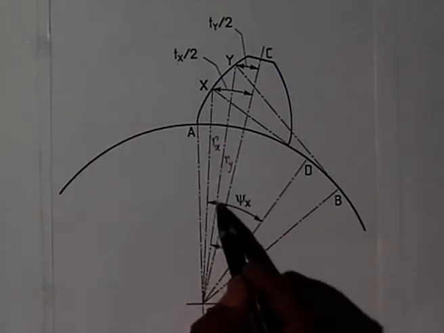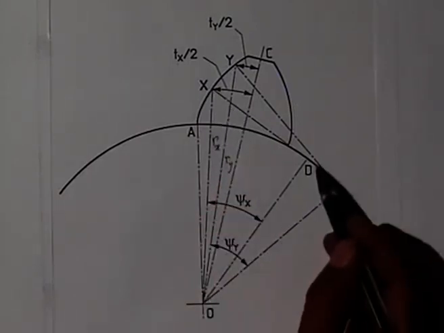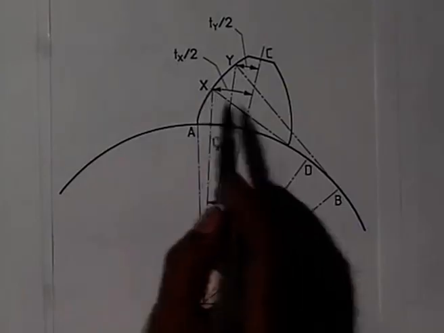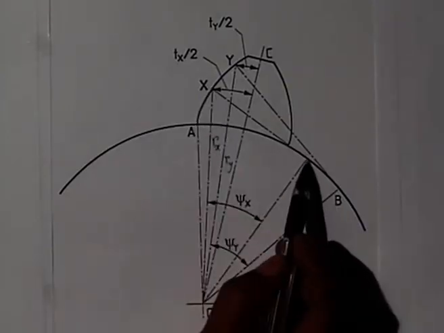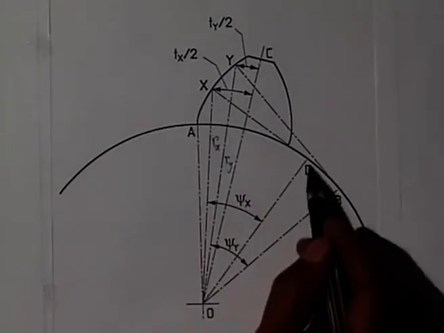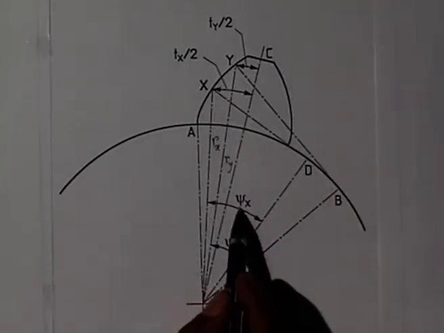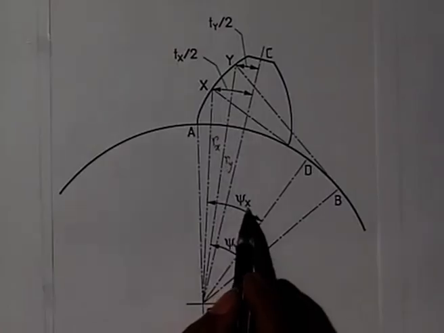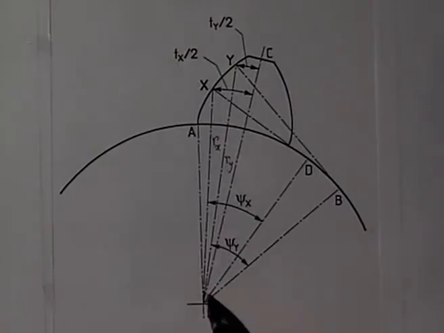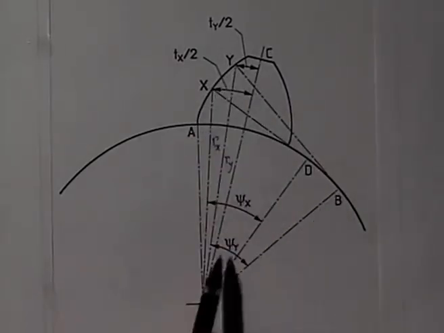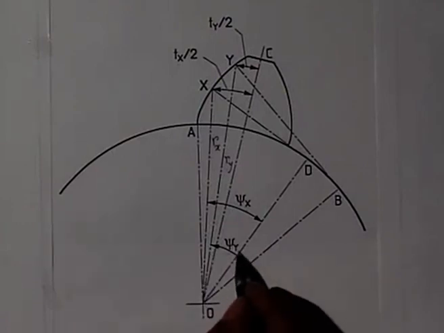So, the angle between this OX and OD we defined as psi, so I write it as psi x. Corresponding to x, XD is tangent to the base circle, and the angle between OD and OX I call the involute pressure angle at x, which is psi x. Similarly, the involute pressure angle at y is the angle between OY and the tangent to the base circle from y, which is YB, that is what I call psi y.